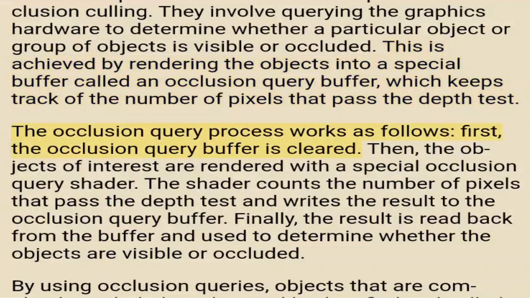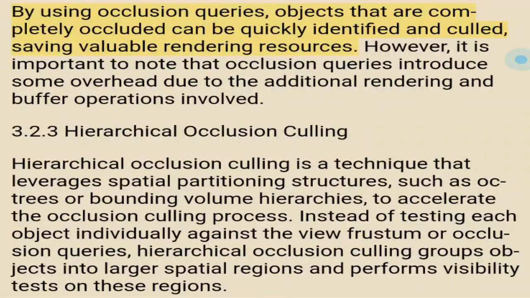The occlusion query process works as follows. First, the occlusion query buffer is cleared. Then, the objects of interest are rendered with a special occlusion query shader. The shader counts the number of pixels that pass the depth test and writes the result to the occlusion query buffer. Finally, the result is read back from the buffer and used to determine whether the objects are visible or occluded. By using occlusion queries, objects that are completely occluded can be quickly identified and culled, saving valuable rendering resources. However, it is important to note that occlusion queries introduce some overhead due to the additional rendering and buffer operations involved.